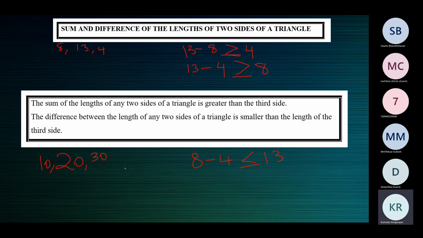It should not be equal to also. It should be less than or greater than accordingly. When you're finding the sum, it should be greater than the third side. When you're finding the difference, it should be less than the third side.